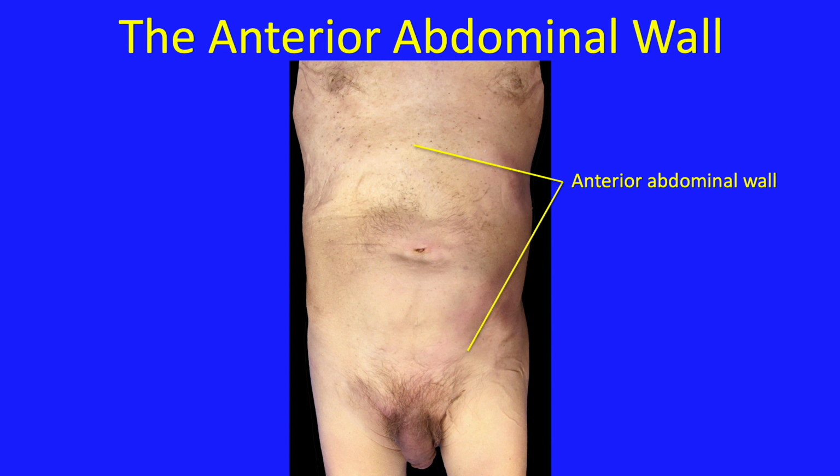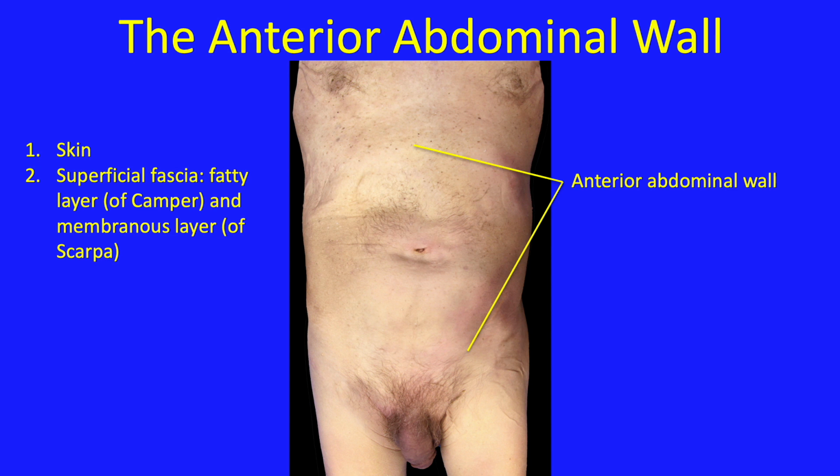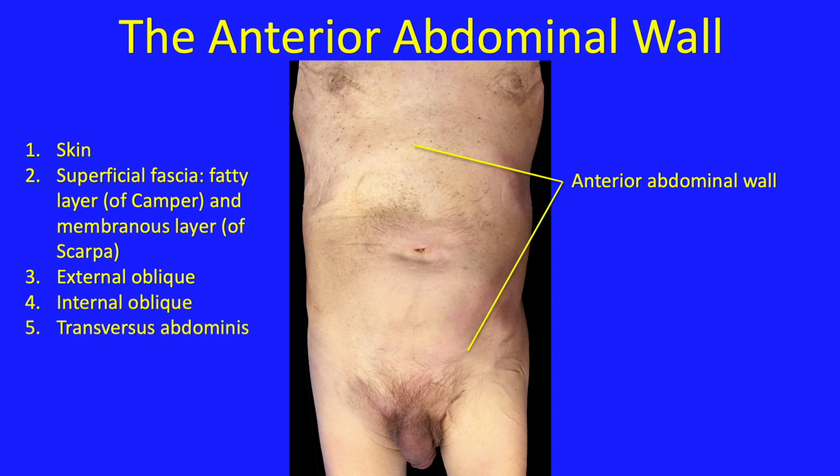Let's list them now. Skin, superficial fascia, consisting of fatty and membranous layers. We will see this in a second. The muscles, starting with the external oblique, the internal oblique, the transversus abdominis, another layer of fascia, known as the fascia transversalis, extraperitoneal fat, and finally, the peritoneum. You should be able to identify these structures, and if you ever pursue general surgery, you will remember this list in order. Let me now show you these structures as they appear in the body.